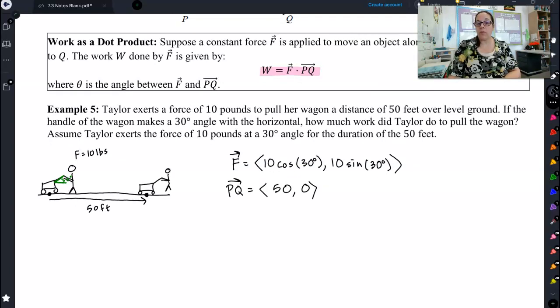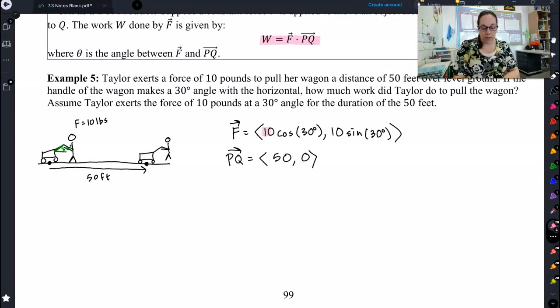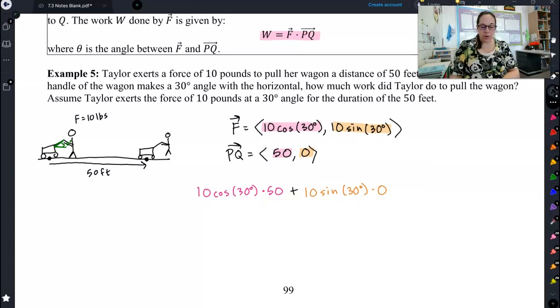If I want to find the amount of work that Taylor did, all I have to do is the product of these two, or the dot product of these two vectors. So let's do that. I've got 10 cosine of 30 degrees times 50 plus 10 sine of 30 degrees times 0. And I can just put all that into my calculator to get about 433.013.